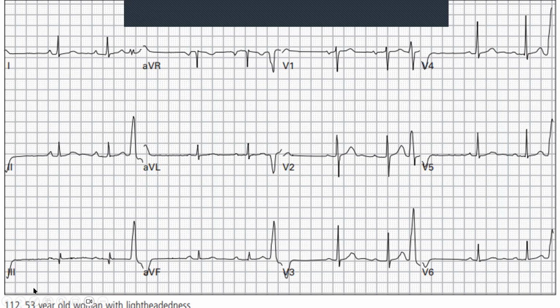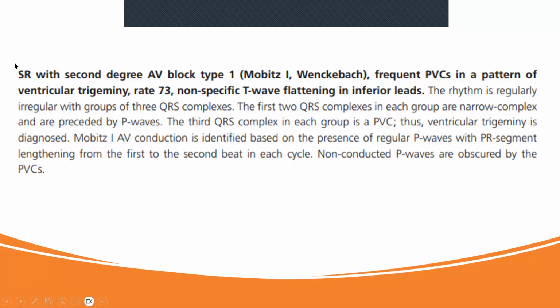So let's look at the answer for this one. All right, then we'll look at all of them. All right. So we've got a second degree AV block type 1, which we'll get into just now. Frequent premature ventricular contraction in a pattern of ventricular trigeminy, which means it comes every third beat, basically. Okay. The rate is about 73, non-specific T-wave flattening. That's about it. Okay.